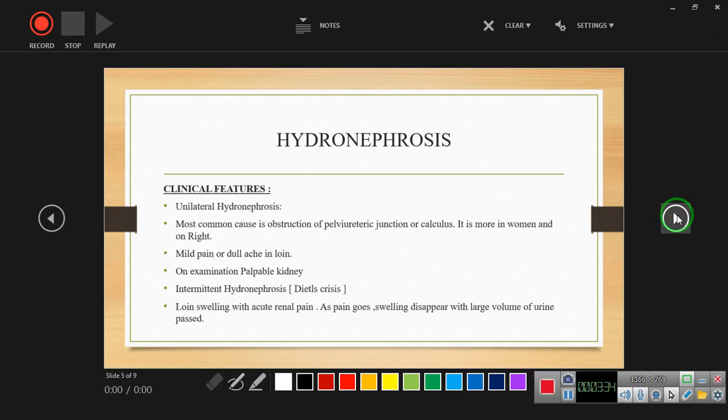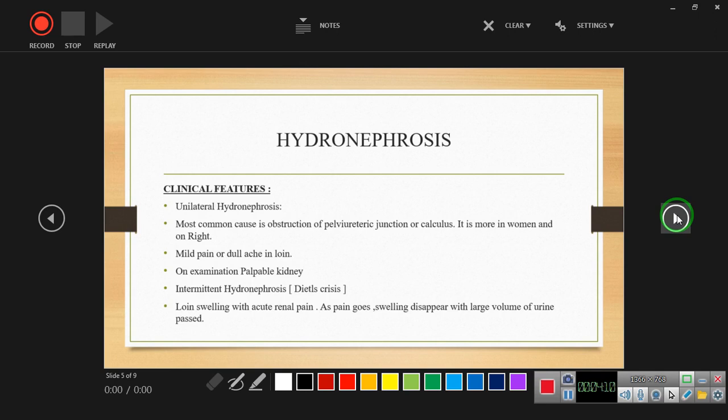Then the clinical features. Unilateral hydronephrosis. Most common cause is obstruction of the pelvic-ureteric junction, and that is by calculus. It is more in women and on the right side. There may be mild pain or dull ache in the loins. On examination, there is a palpable kidney and it shows intermittent hydronephrosis or Dietl's crisis.